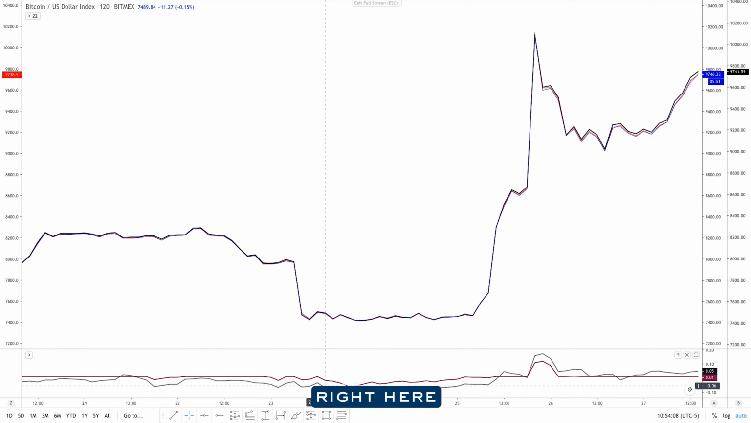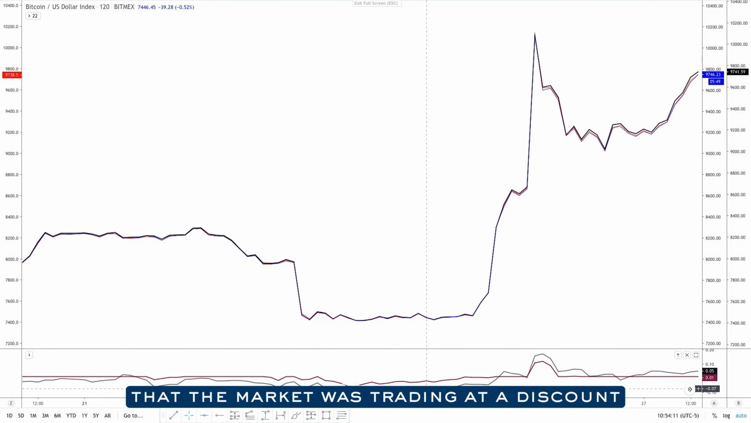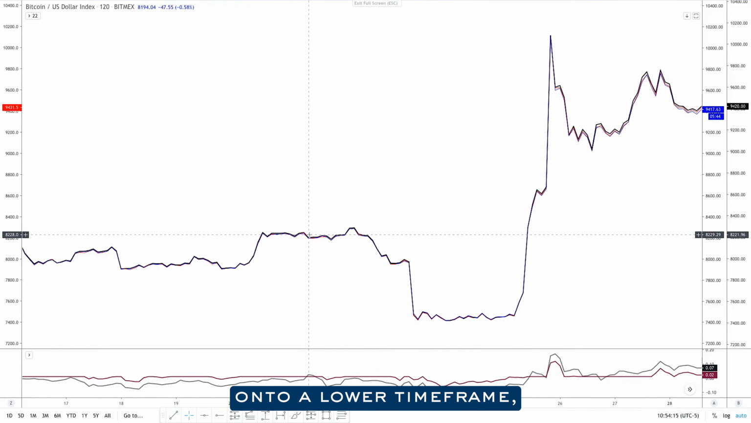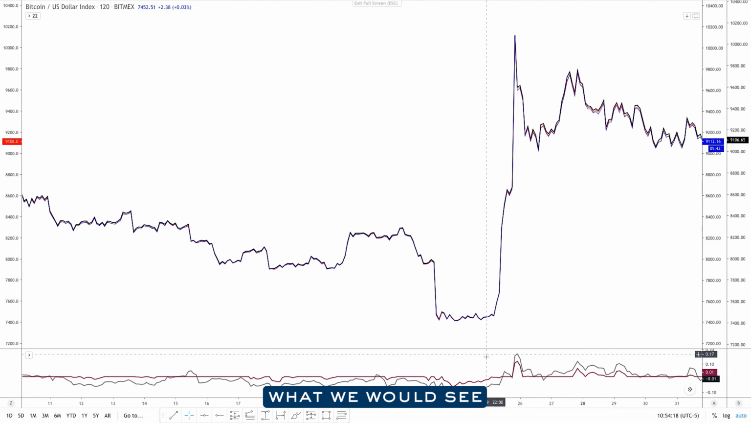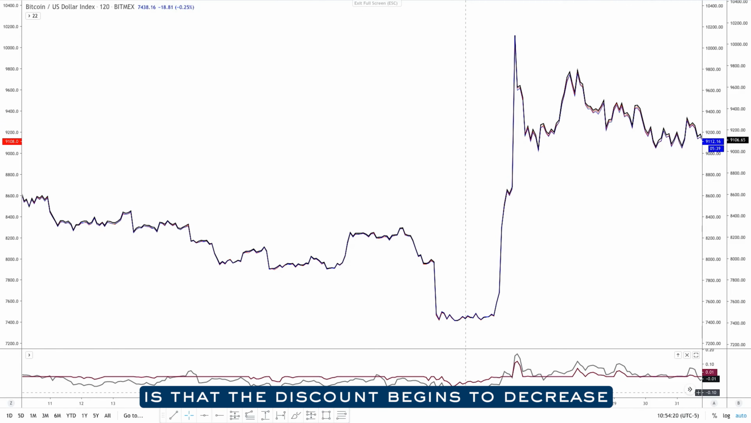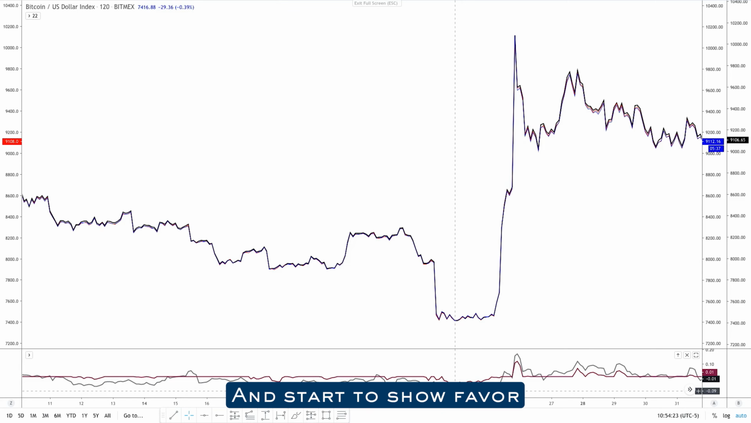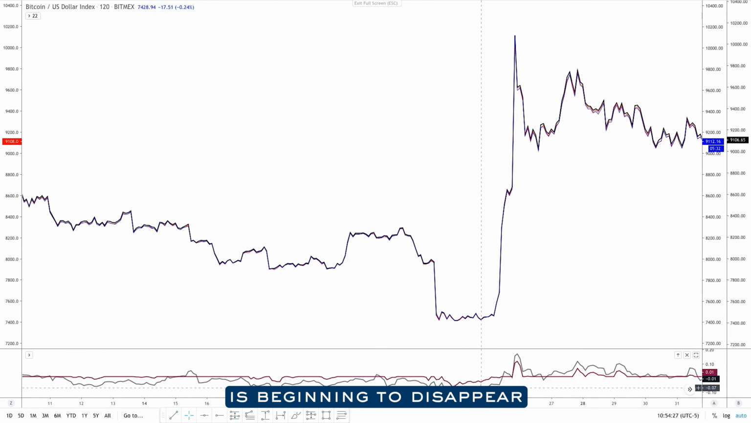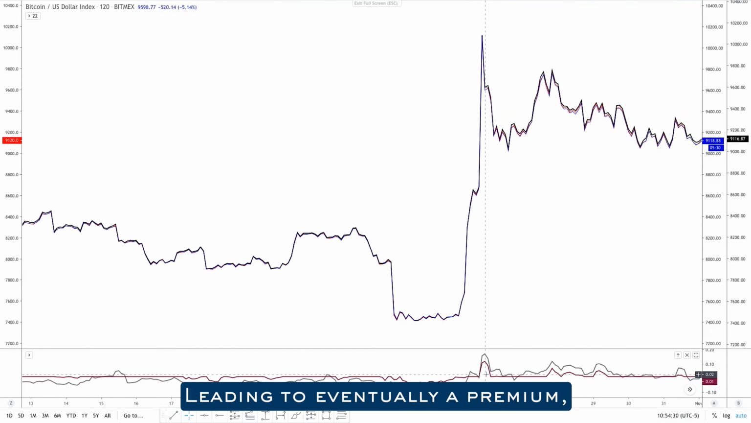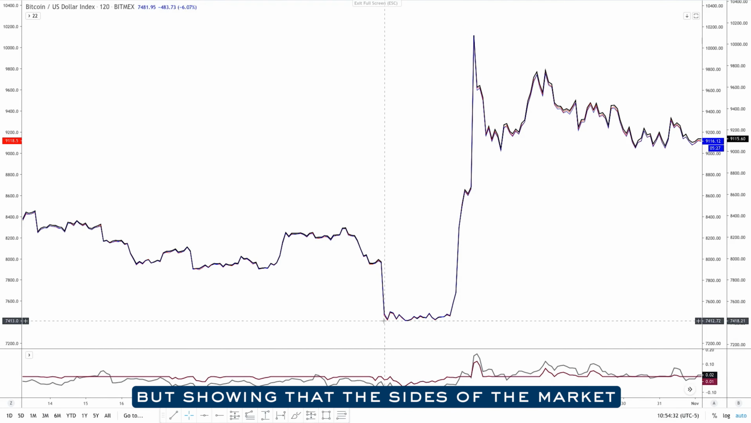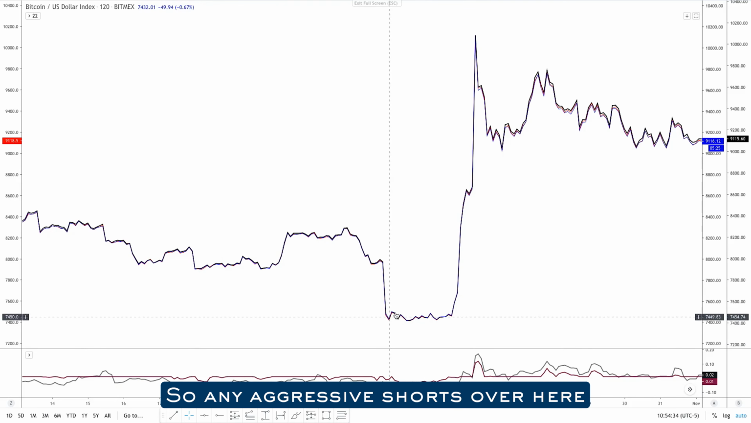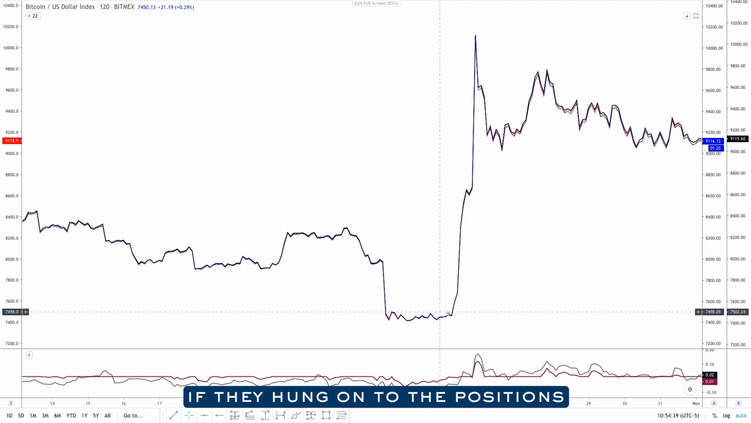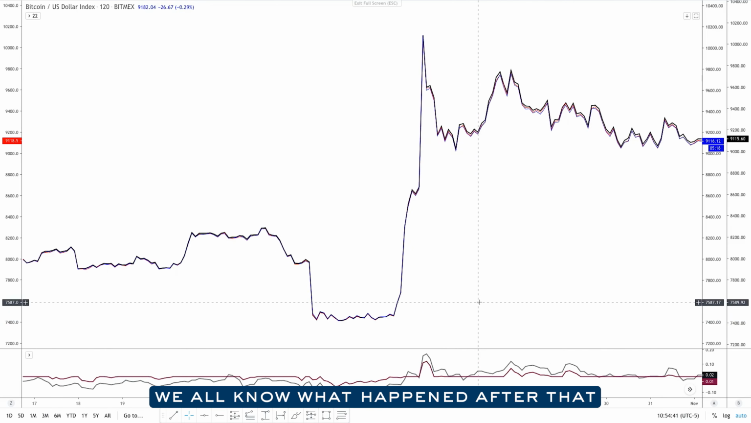But you can see with this indicator right here that the market was trading at a discount. The futures prices were trading at a discount, and then this began to shift. If we go on to a lower time frame, what we would see is that the discount begins to decrease and start to show favor on the side of buyers beginning to pressure. So the discount is beginning to disappear, leading eventually to a premium, showing that the sides of the market were beginning to shift. Any aggressive shorts over here were likely going to be found offsides if they hung on to their positions, and we all know what happened after that.